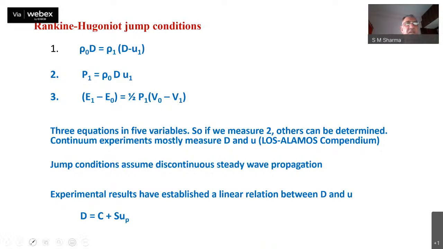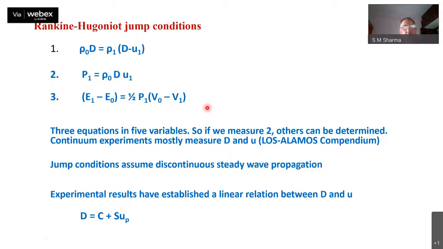Because these were the people, Rankine and Hugoniot, who derived these equations for the first time, these are named after them. The three jump conditions represent mass conservation, the first one, momentum conservation, the second one, and energy conservation.